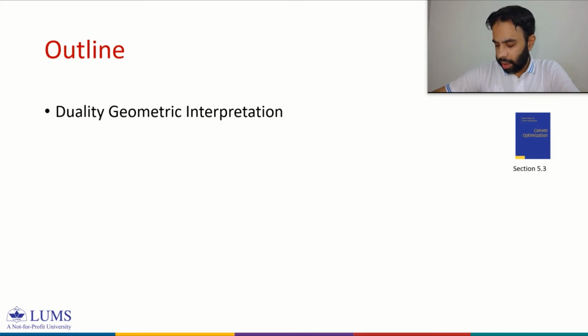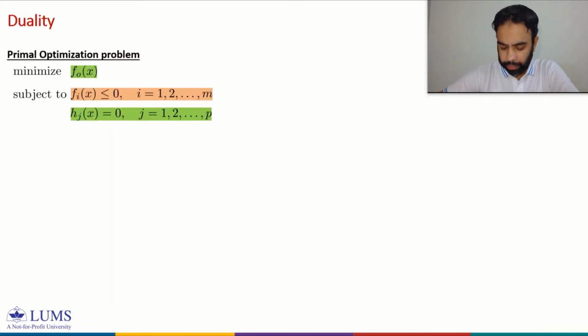So let's start. We quickly recall that for a primal optimization problem with objective function f0 of x, m inequality constraint functions f1, f2 to fm, and p equality constraint functions, we can formulate a Lagrange dual problem in which we maximize a Lagrange dual function subject to the Lagrange dual variable being greater than or equal to 0, and that variable is associated with the inequality constraint functions.